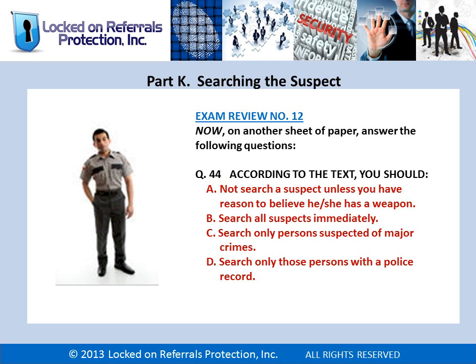Exam review number 12. Question 44. According to the text, you should A. Not search a suspect unless you have reason to believe that he or she has a weapon. B. Search all suspects immediately. C. Search only persons suspected of major crimes. Or D. Search only those persons with a police record.